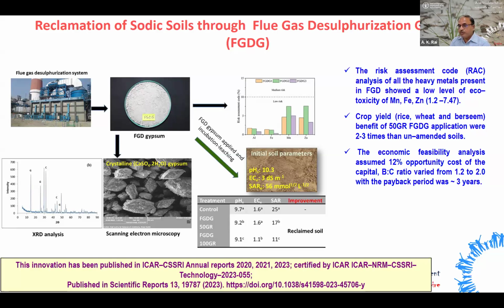Fortunately, there is no toxicity, and we have given the guideline that any flue gas desulfurization gypsum should have an ecological risk assessment code less than 10, so that there should not be any risk if it is applied at the rate required for reclamation of sodic soils.